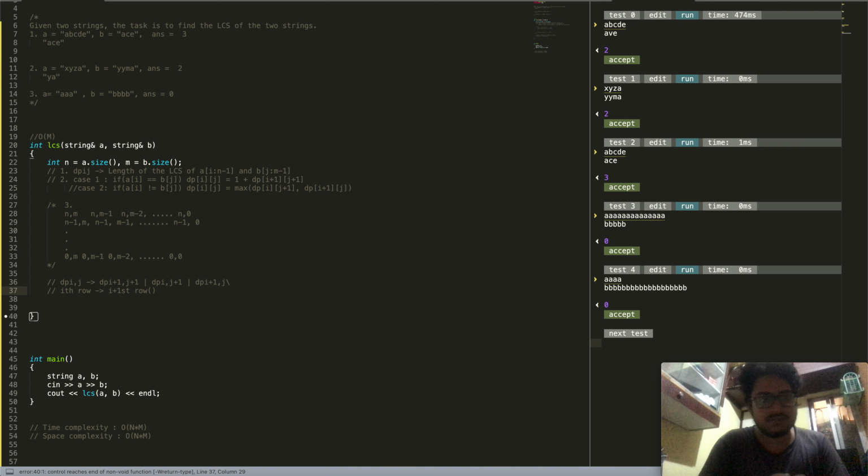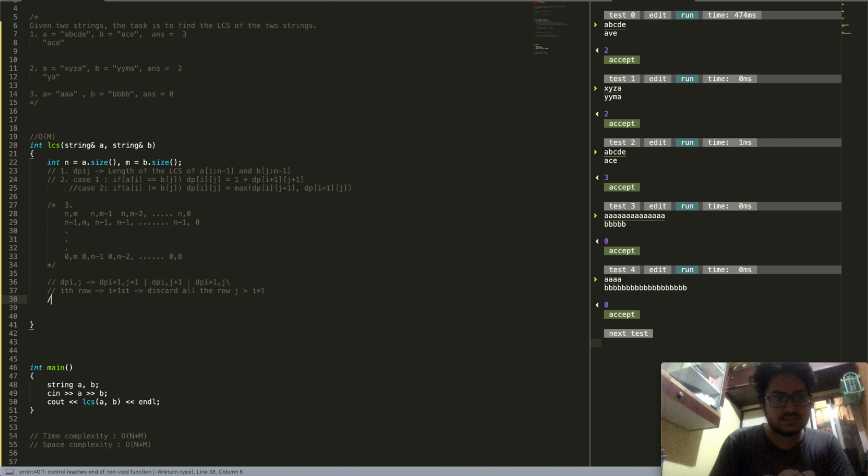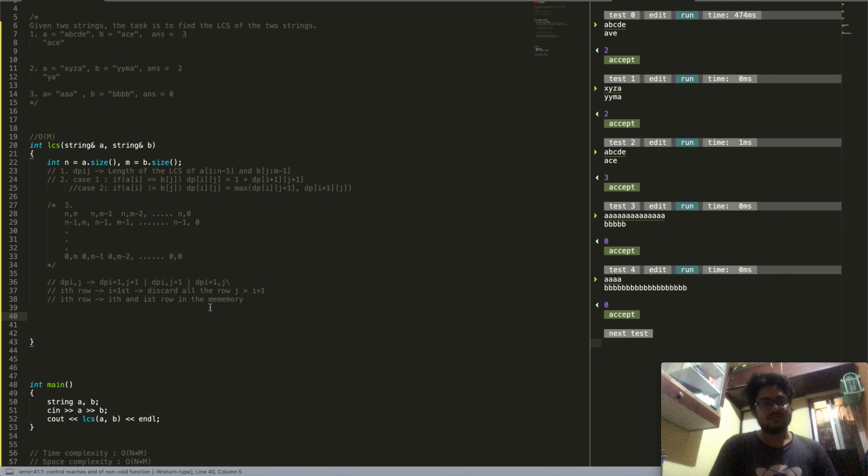Consecutively, it also means that we can discard all the rows that are greater than i plus 1. It just means that at a particular moment in time, we will be holding only 2 rows in the memory. Let's say I am trying to compute the ith row. In that case, I will be holding only the ith and i plus first row in the memory. I hope the entire point I just made was clear.